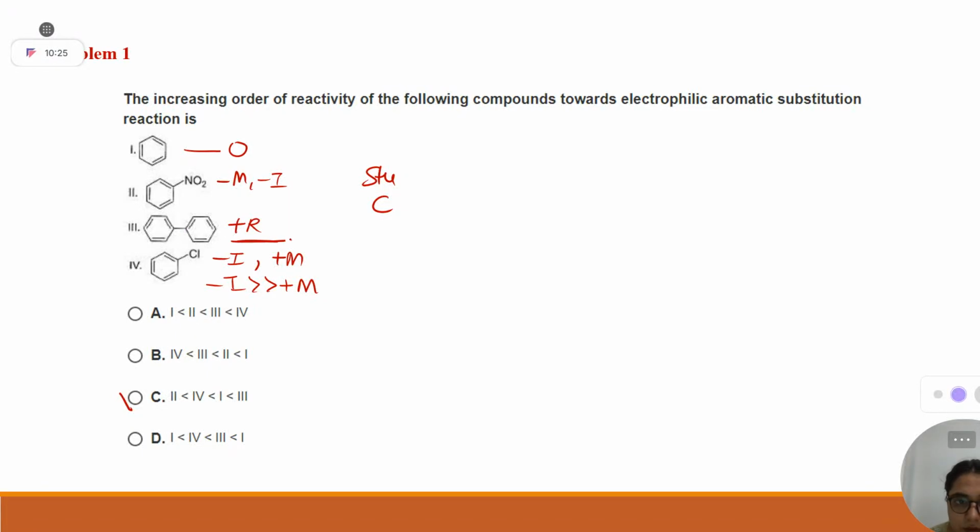Third. Okay, so third is in front only in option number C. So our answer is correct. But why is this correct? Second is at last because minus M group is there. Fourth has minus I, and first one is neutral. So the correct answer is option number C.